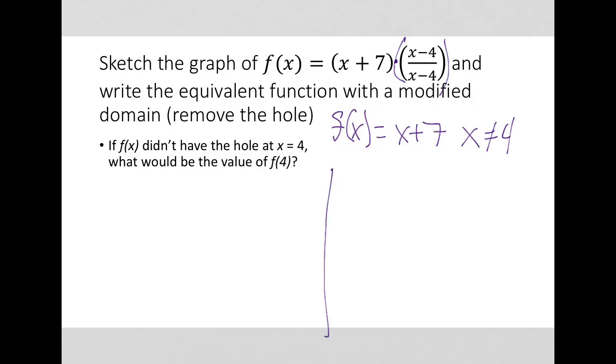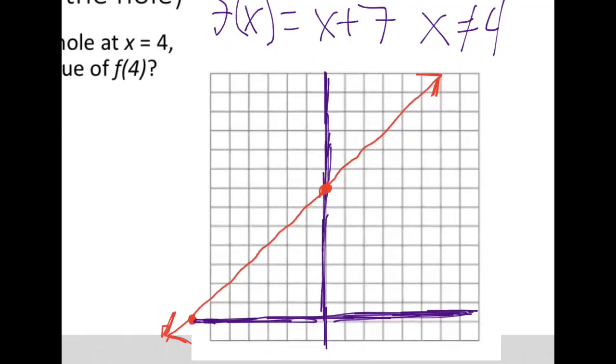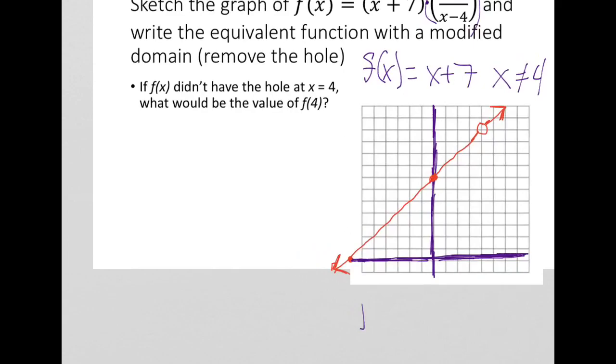So to graph this function, draw some axes, it's just going to be the function x plus 7. Look, I got all fancy, I got some axes. So again, this is just going to be that line with a slope of 1 and a y-intercept of 7. The only difference is going to be that at x equals 4, so let's see, 1, 2, 3, 4 up here, I have a hole. So I'm going to draw that as an open circle at that x value and then connect it. So that's what this graph is going to look like.